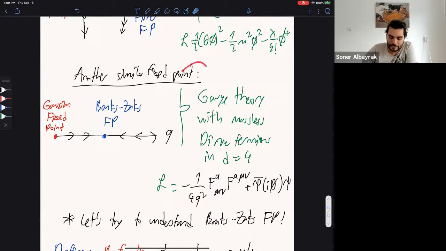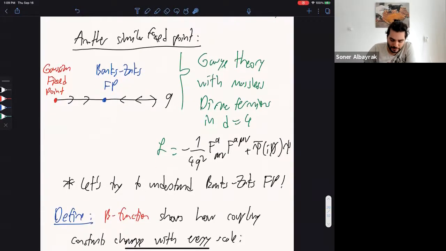Okay, and when they did the computation, Banks and Zaks found that there can be a fixed point to which we can flow from the Gaussian fixed point. And that's famously called the Banks-Zaks fixed point. And at that fixed point, we expect a CFT to live. So in short, for a gauge theory with massless fermions, we expect a so-called conformal window where they will flow to this fixed point, which will be described by a CFT.